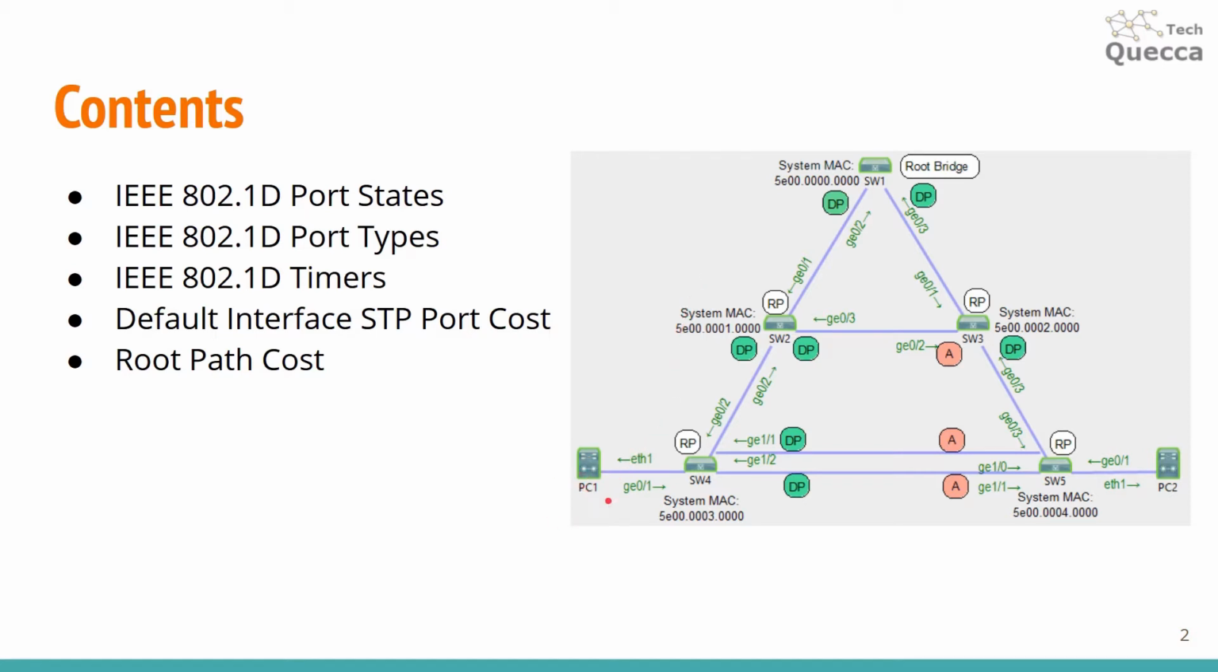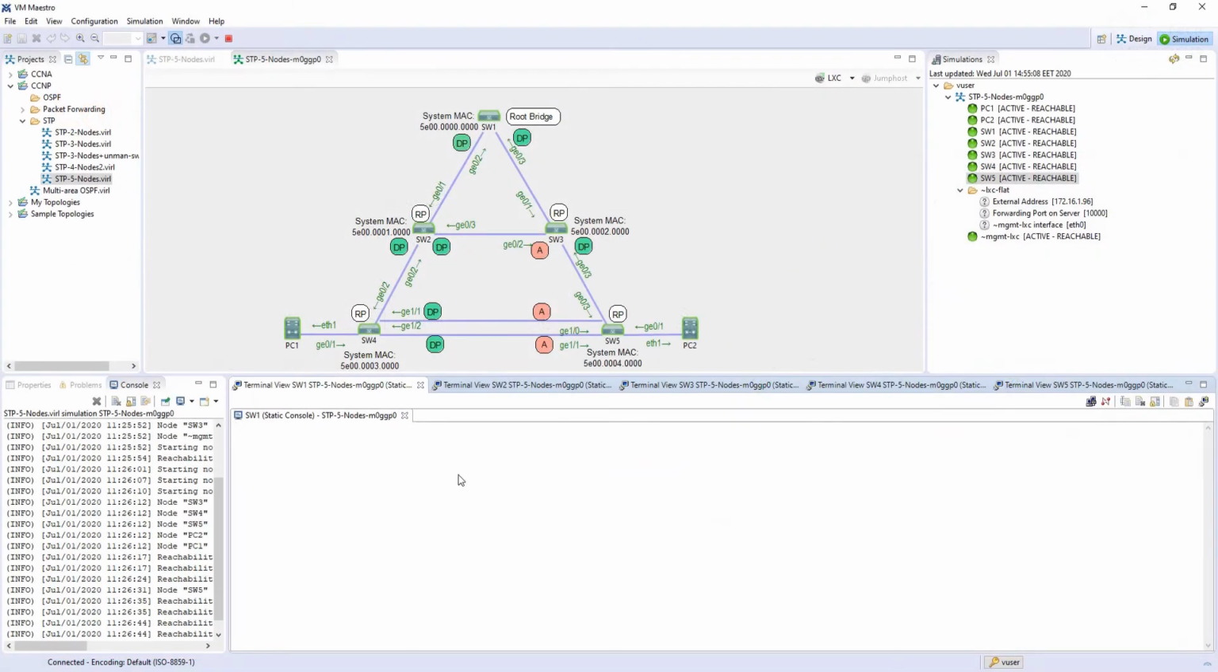And in my topology there are going to be 3 VLANs configured on each switch: VLAN 1, VLAN 10, and VLAN 20. So let's get started. Okay, here we have our topology. We have 5 switches, and let's get started.